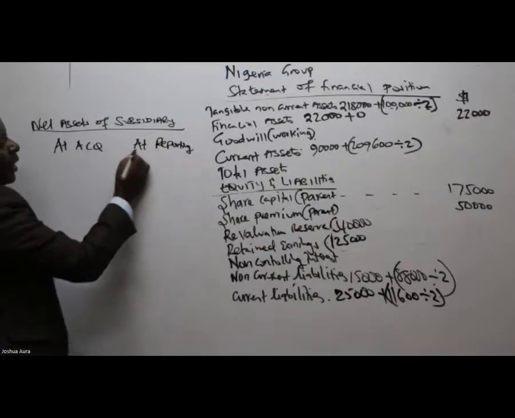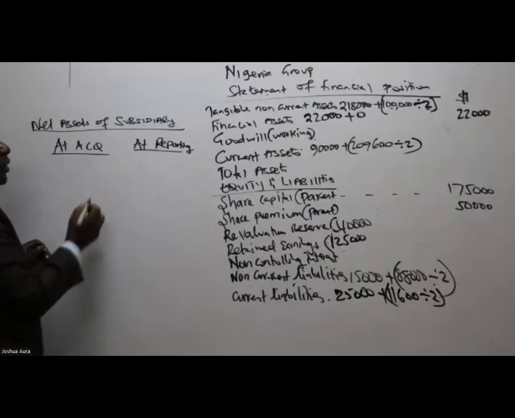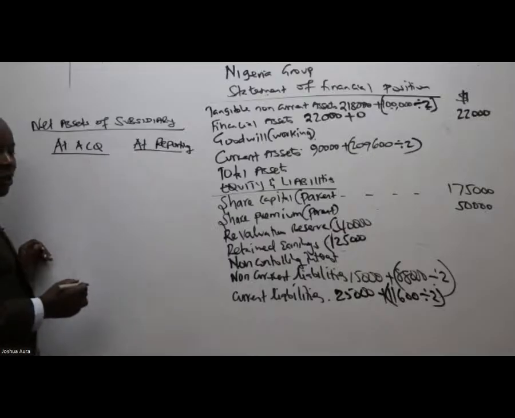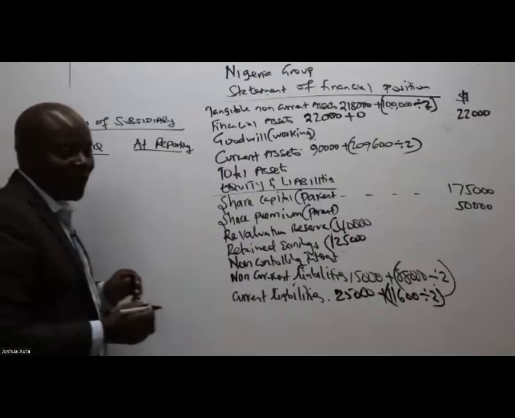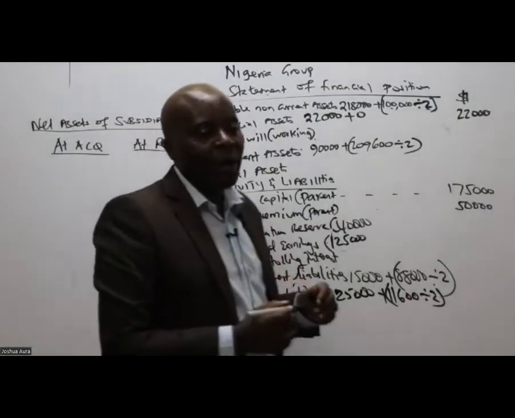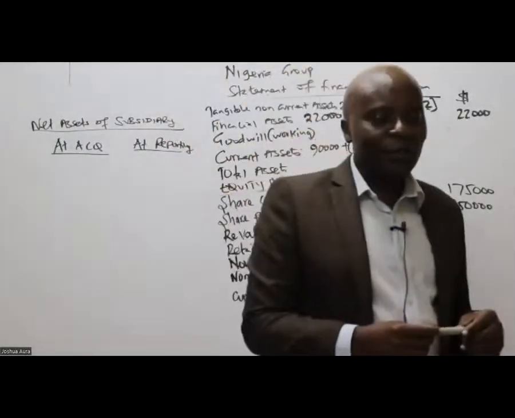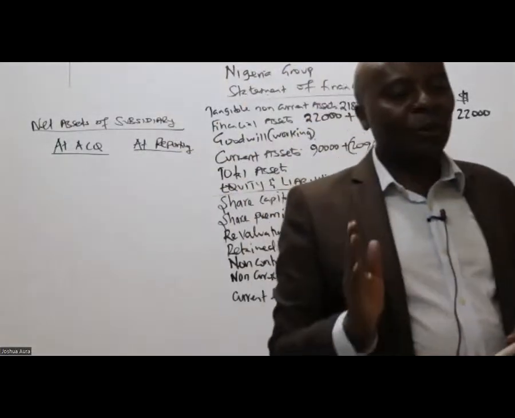Two of them: at acquisition and at reporting. So could you be kind enough and give me examples of net assets? When these examiners talk of net assets, what comes to your mind?